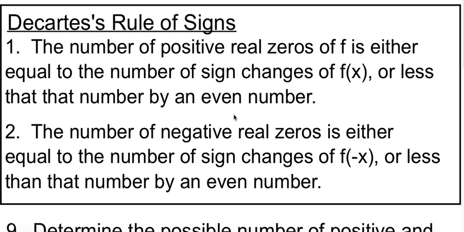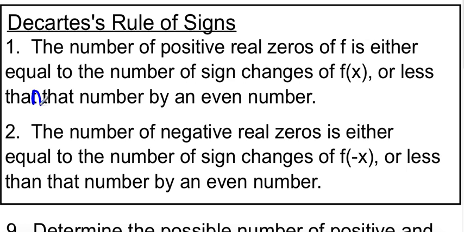The last thing that we have to talk about today is Descartes' rule of signs. He's a mathematician. The rule of signs says the number of positive real zeros of f is either the number of sign changes or less than that number by an even number. And the number of negative real zeros is either equal to the number of sign changes of f of negative x or less than that by an even number.